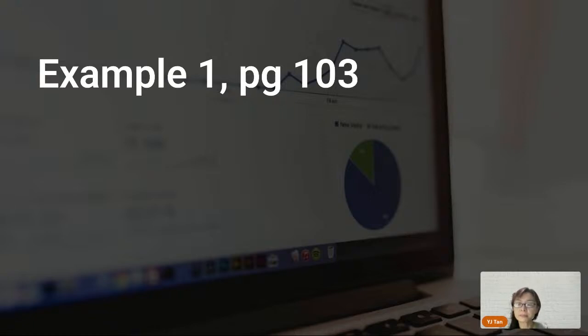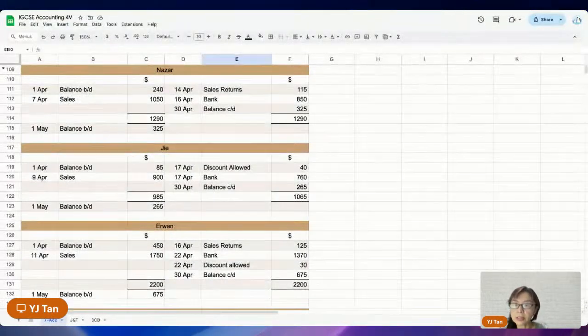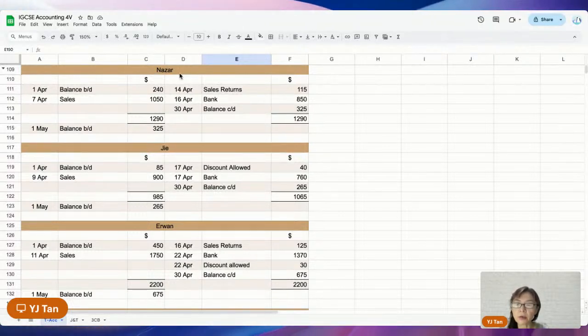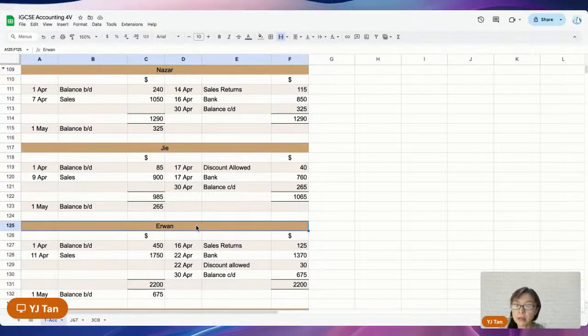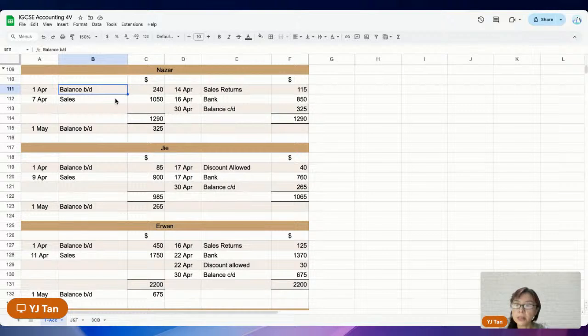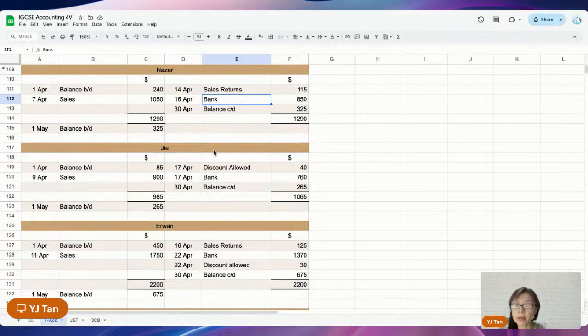Okay, let's have a look at example number 1, which is on page 103, for me to show you how we do a sales ledger control account. First of all, here are some of the records that I prepared earlier, and here are the accounts receivable: NASA, Jade, and Erwan. There is some balance carried down, some sales in April, and some sales return, bank, and balance. So these are the individual trade receivable accounts.